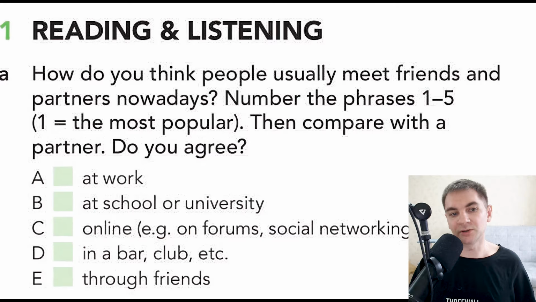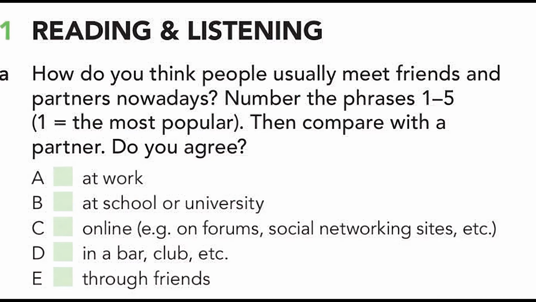So, look at the 5 places or ways to meet people, A to E. Think about how common each one is today. Write numbers 1 to 5 next to the phrases. 1, the most popular, the most common way you think people meet friends or partners, and 5, the least common way. And then try to say why you think so. And then I'm going to say my opinion.